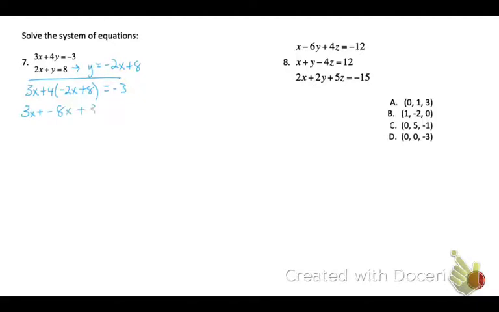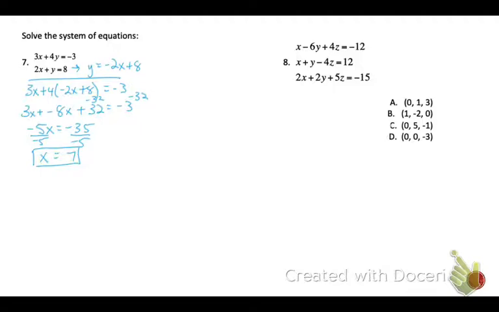So I'm going to distribute my 4 and get -8x plus 32. Combine my x's, move my 32 over, and divide by a negative, so I get x equals 7. Now remember to pause the video so you can catch up and understand what's happening.